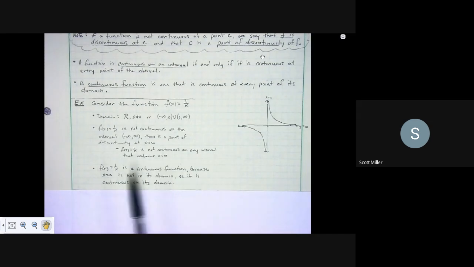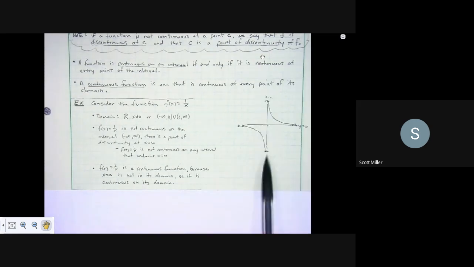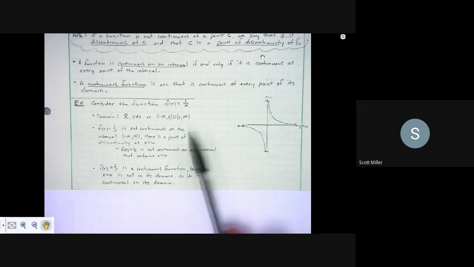But 1 over x, f of x equals 1 over x, is a continuous function because x equals 0 is not in its domain. It is continuous on its domain. Since 0 is not in the domain of this function, see it's not there, then we can say that this is a continuous function on its domain. But any interval that I choose that contains 0, it would not be continuous on that interval. So that's how the definitions kind of work there.